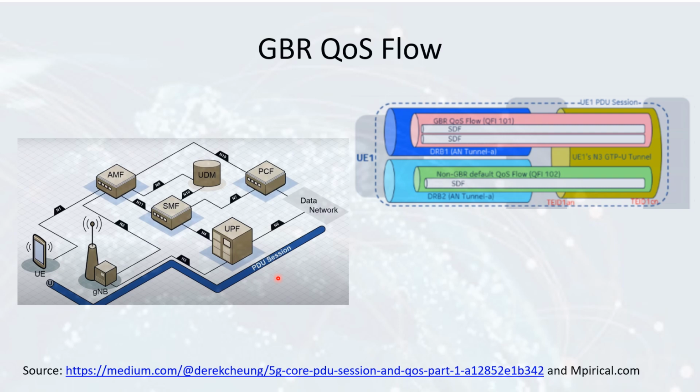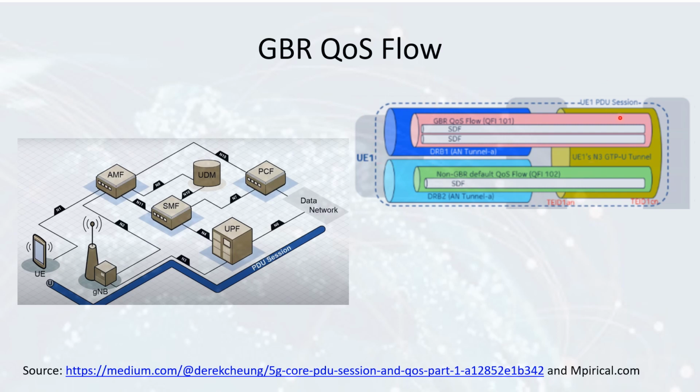Now that the SMF has got a PCC rule, it has two options: either modify one existing QoS flow to take care of the required QoS for the video conference service, or create a new QoS flow for the video conference service. In the case of UE1, since we had only a non-GBR default QoS flow and it did not have any GBR flow, that means the SMF will create a new QoS flow for UE1.